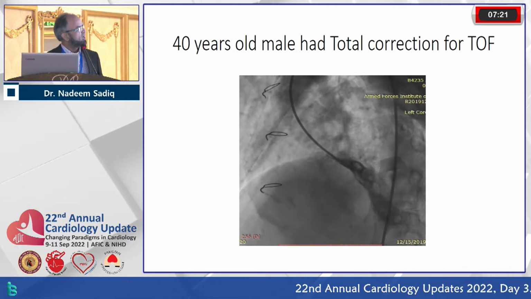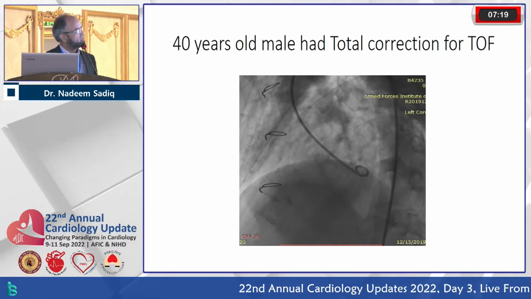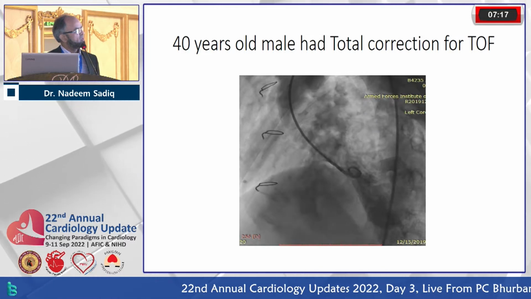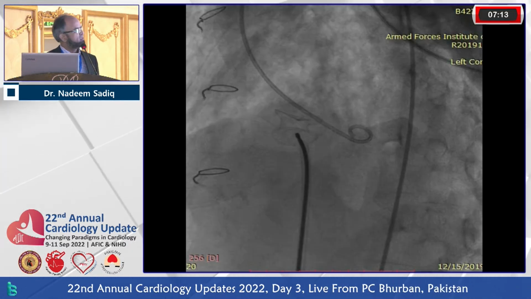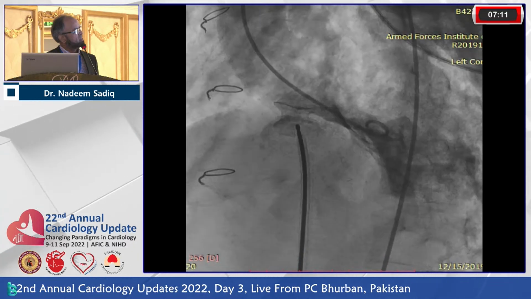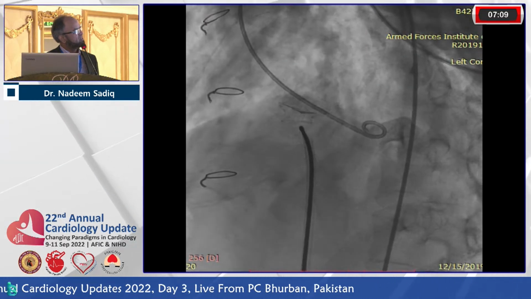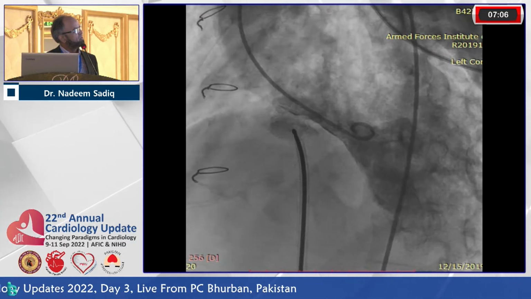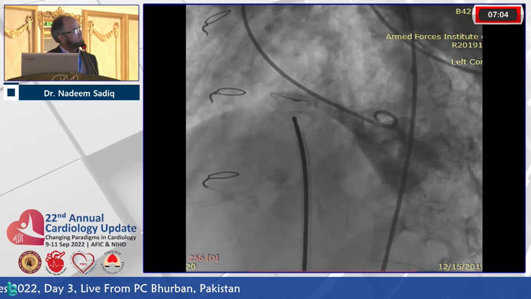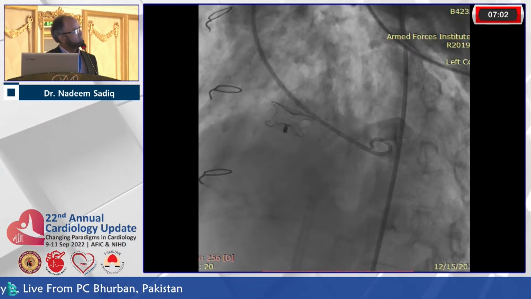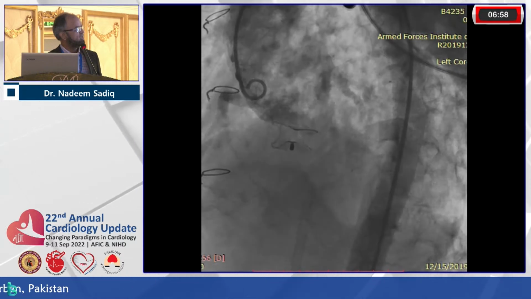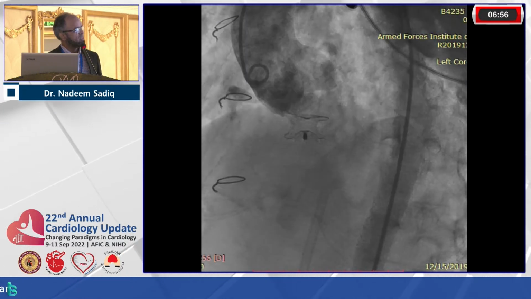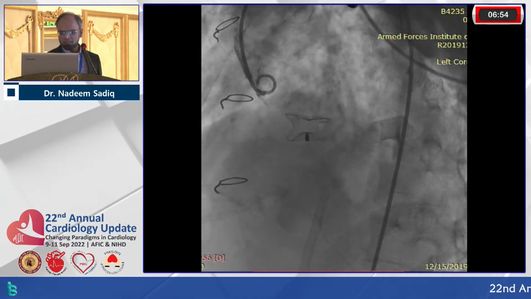After crossing this defect, making arteriovenous loop, a 20 millimeter VSD device was selected, and the device was deployed at an appropriate place. After deployment of the device, this is the LV angiogram showing well-placed device with a slight residual leak. The device was released, and this is the aortogram showing no aortic valve regurgitation. The patient was discharged home.